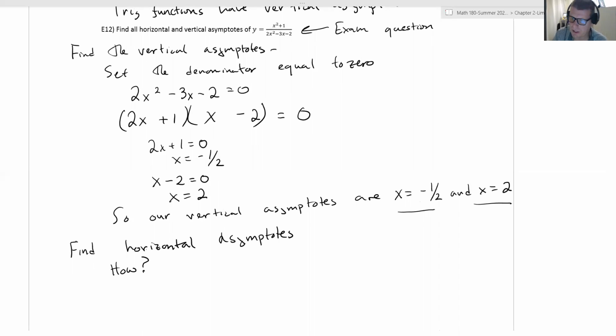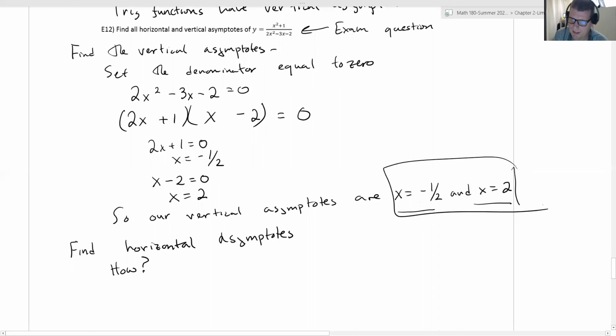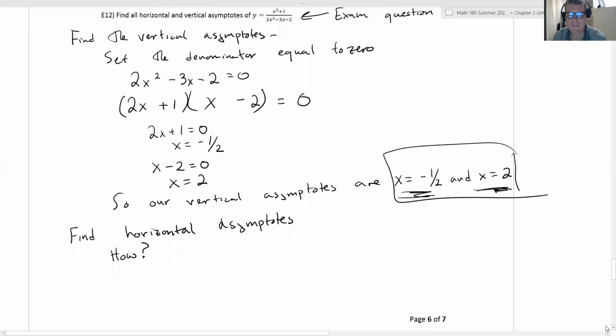You could just do that, that's fine. But you have to give me x equals negative 1/2 and x equals 2. You don't have to write "so our vertical asymptotes are." That's for the purposes of your notes.